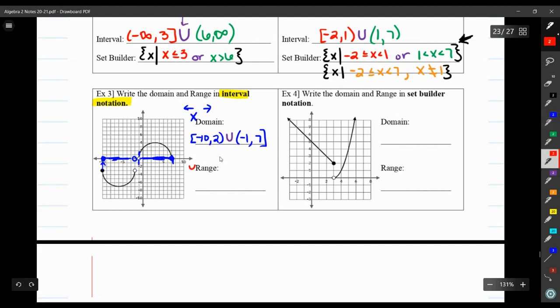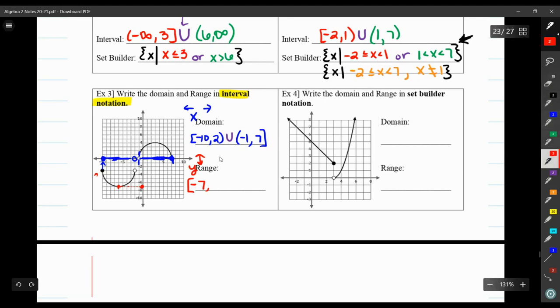Now let's talk range. Range is the y's. So that's bottom to top, furthest down to furthest up. You may or may not use the coordinate points. So the lowest my graph goes is actually this little curve down here, not that coordinate point. So this curve has a y value of -7. And because it's a solid line, we're going to use a bracket.